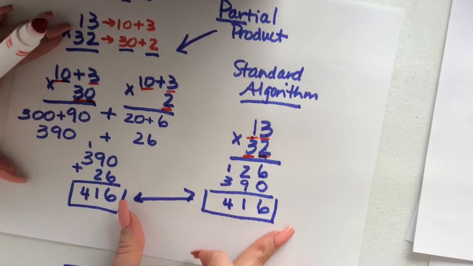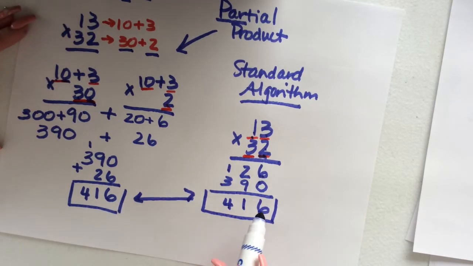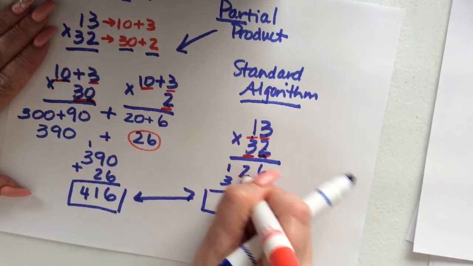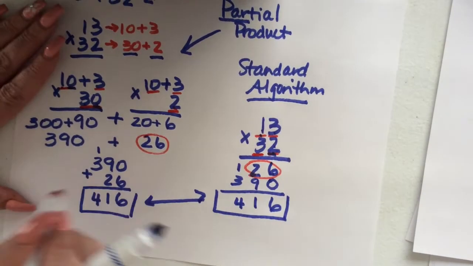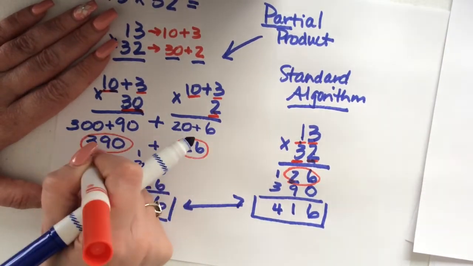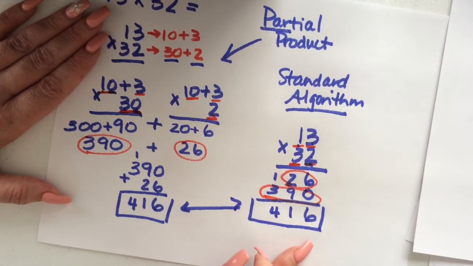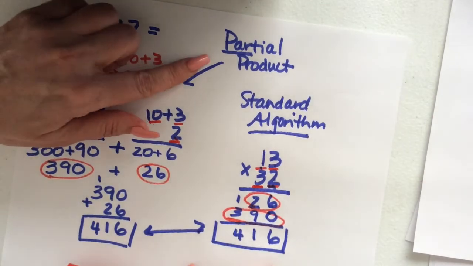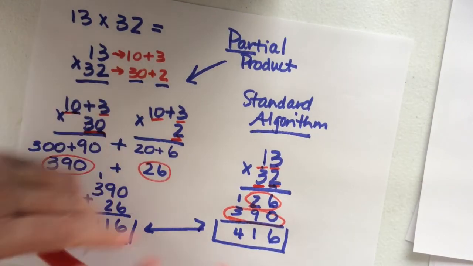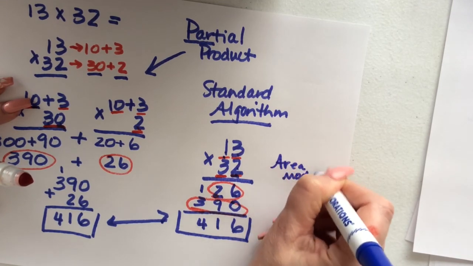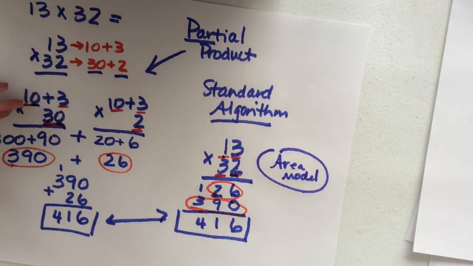And you can see that each piece of this came from different places. So this 26 is this 26, and this 390 is this 390. Remember, you can use whichever strategy you want. You have partial products, standard algorithm, but then you also have your area model that you may use. All these are good ways to multiply.